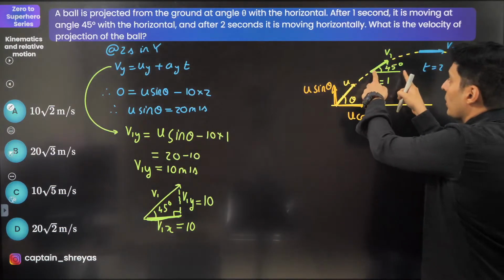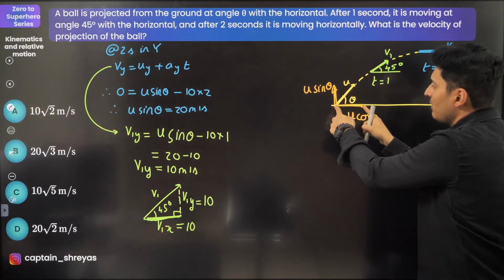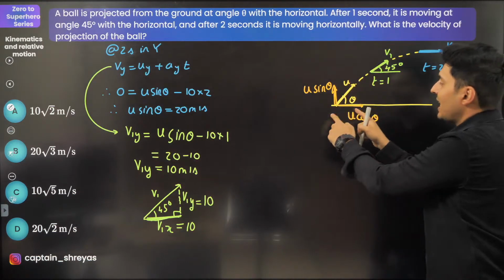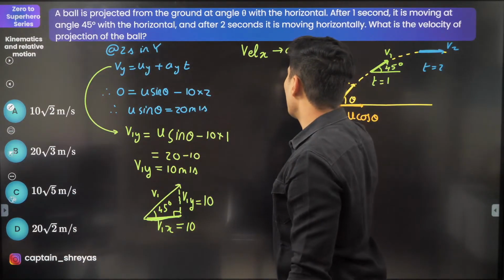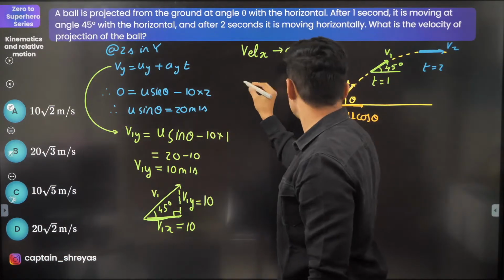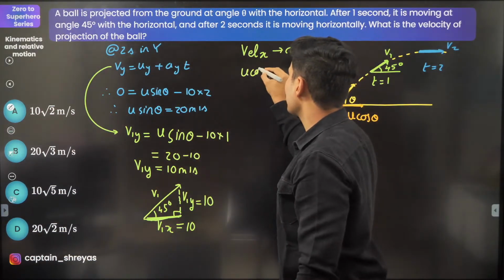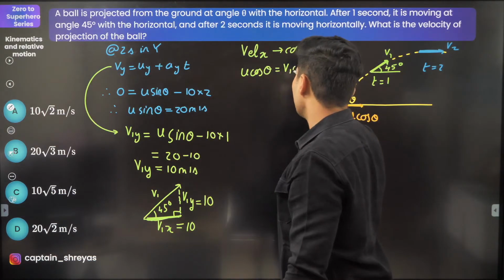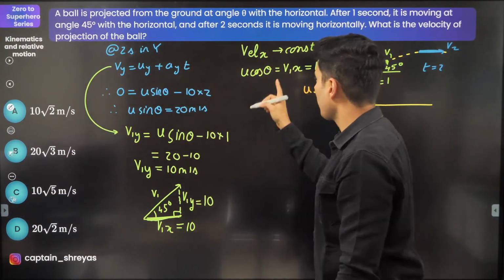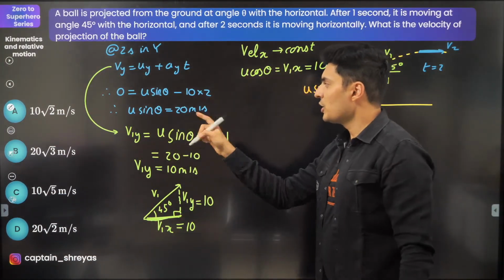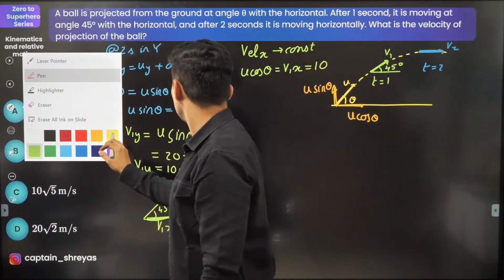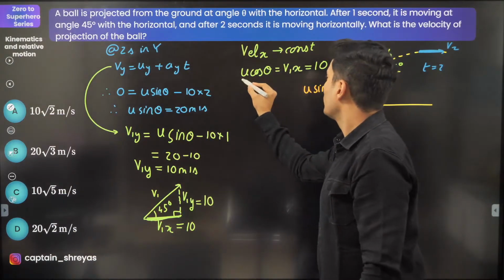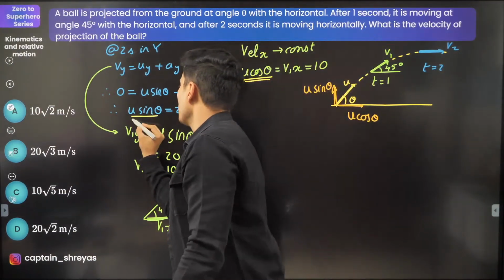Now, whatever horizontal velocity is here will also be the velocity here, because x velocity is always constant. Hence, I can say u cos theta is also v1x, which is also 10. I got u cos theta, I got u sin theta. I know what to do next. It is fairly obvious now. I know u cos theta, I know u sin theta.